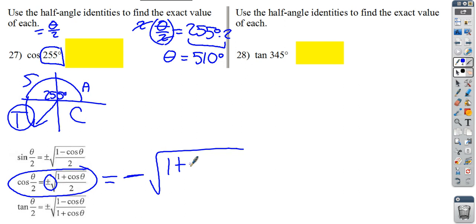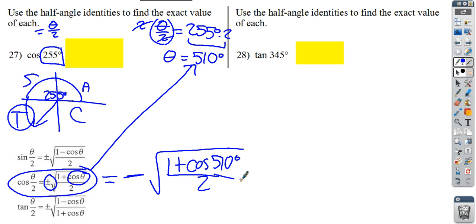So this is where mistakes happen. What do you plug in for cosine of theta? You plug in cosine of that angle. Don't plug in that angle, plug in cosine of that angle. So cosine of 510, and that whole thing over 2. Now the next thing is, how do we find the cosine of 510?